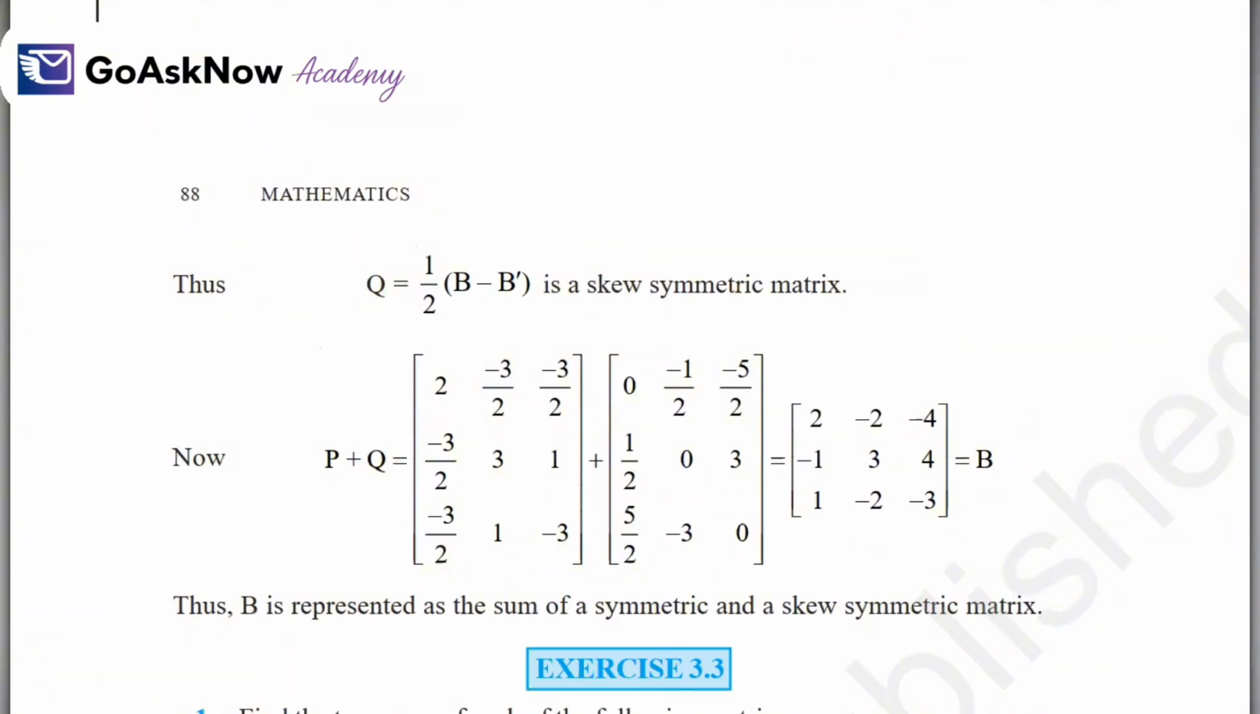Okay, so in this exercise, we will see the application part of the transpose of a matrix, and also some questions on that operation, how a matrix can be written in the form of a symmetric and skew symmetric matrix.